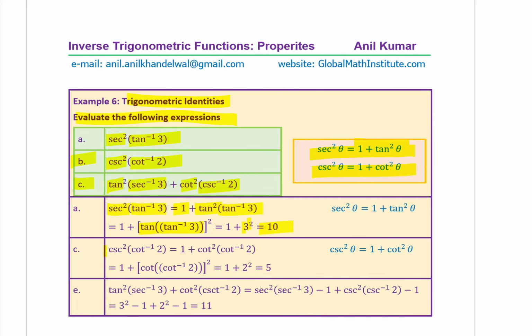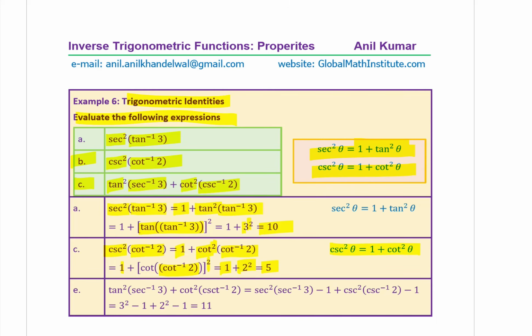So now we'll do cosecant square cot inverse of 2. Now, you know this identity. Cosecant square theta is 1 plus cot square theta. So we wrote this as 1 plus cot square. Inside, the argument is cot inverse 2. So this square can be taken outside. We can square later, right? So cot of cot inverse 2 whole square. 1 plus, of course. So 1 plus 2 squared, 5 is the result.